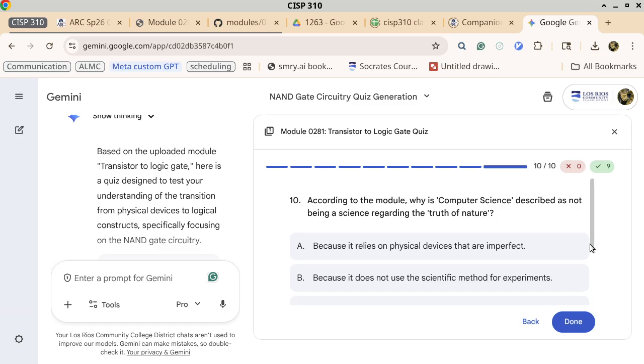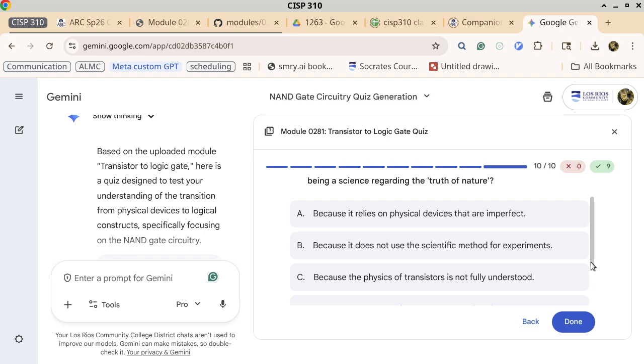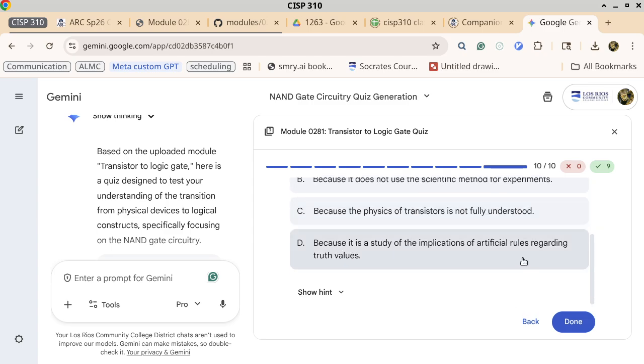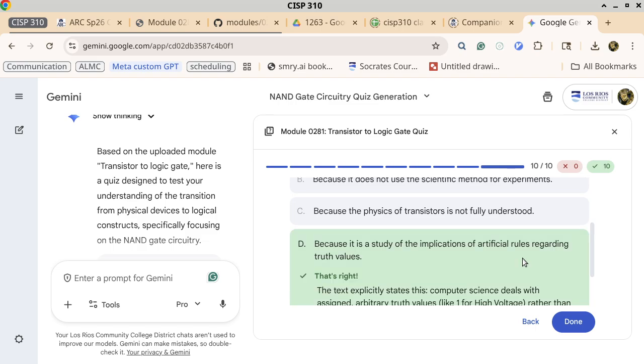Why is computer science described as not being a science regarding the truth of nature? Because it is a study of the implication of artificial rules. It's the last one regarding truth values. That's it. There we go. Typically, when you look at a certain subject, if it is XYZ science, it is not a science. Is there a science in physics? No. Is there a science in chemistry? No. Is there a science in biology? No. I think you get the point.